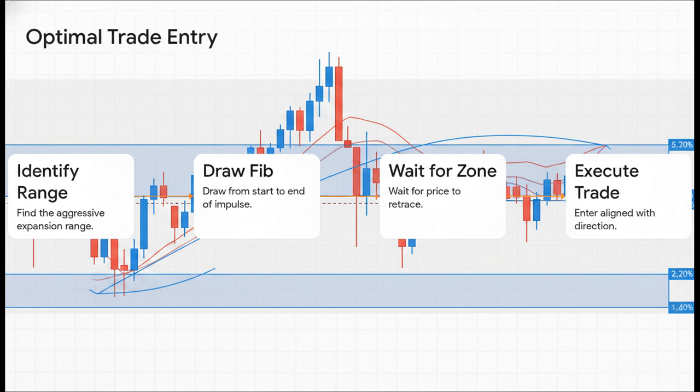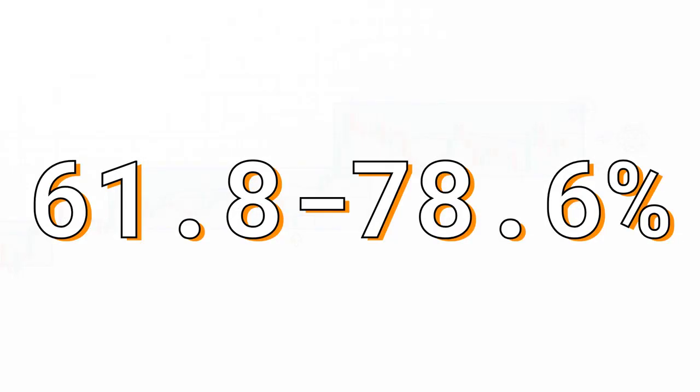You wait for price to naturally retrace back into your target zone. And what exactly is that target zone? It is the 61.8 to 78.6% Fibonacci retracement pocket. This specific mathematical window is your optimal trade entry zone. Pulling the trigger here aligns you perfectly with the new directional bias, all while giving you a surgical, super high probability entry point.